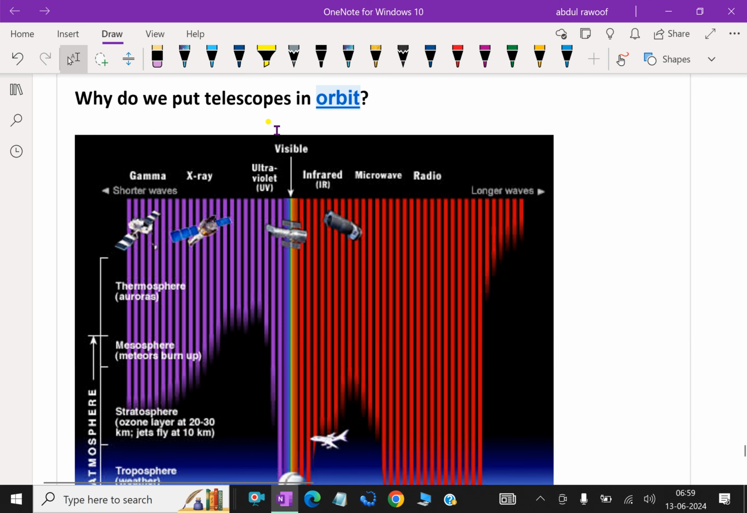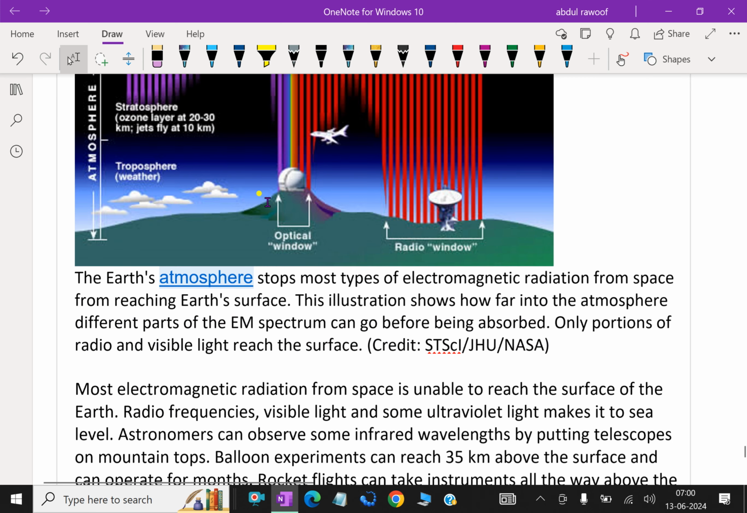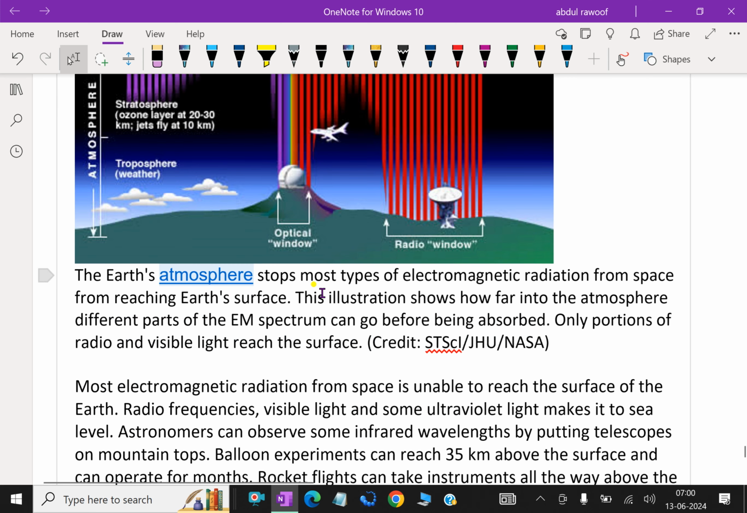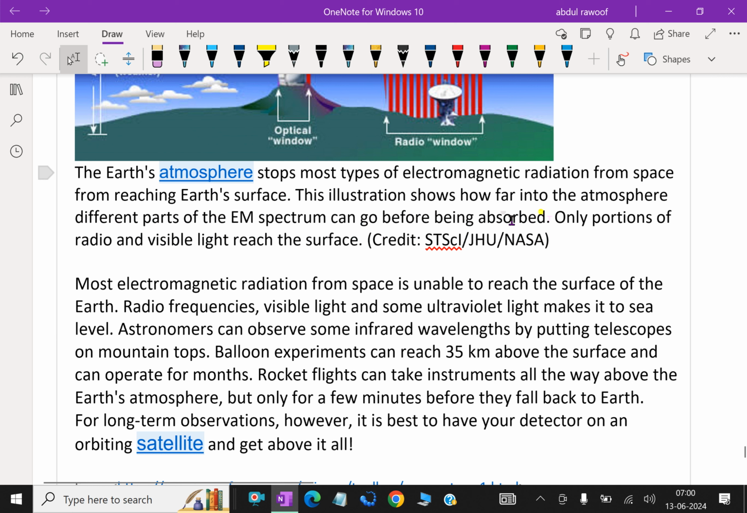Here, why do we put telescopes in orbit? Here, we cannot keep the telescope near the range of that surrounding Earth because it is absorbed. The Earth's atmosphere stops most types of electromagnetic radiation from space from reaching Earth's surface.